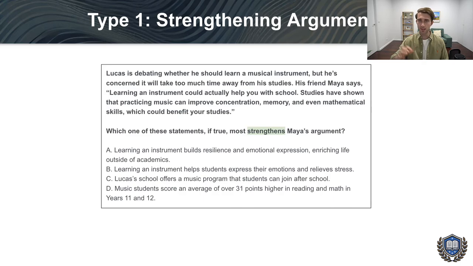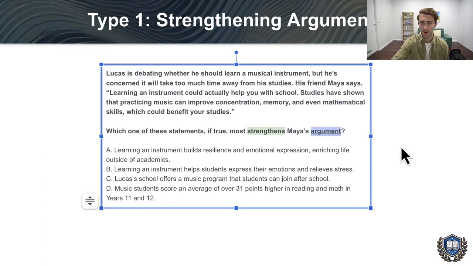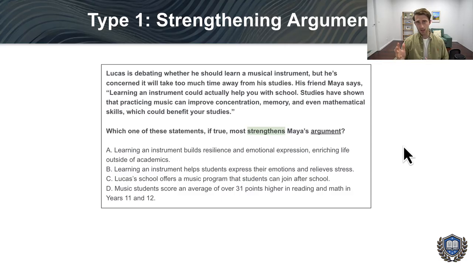Now, the best place to start with this is that it's all about arguments. It's all about either strengthening an argument or weakening an argument. And so the question really comes, what is an argument? These questions are all centered around argument. The best way to think about it is that an argument can be broken down into two different parts. There's a conclusion and there's reasoning. And the reasoning actually leads to the conclusion.